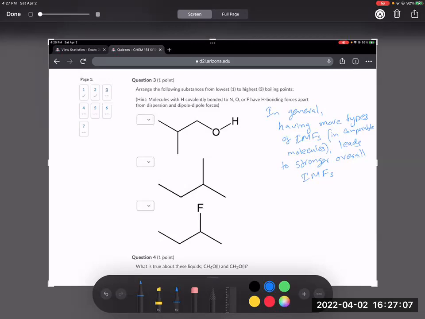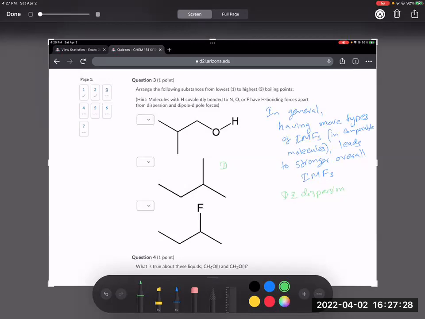If it's a non-polar molecule, the only type of intermolecular forces we can have here are dispersion. Let me call this D. Okay, D stands for dispersion. Then when it comes to the bottom molecule over here, you have a polar bond.